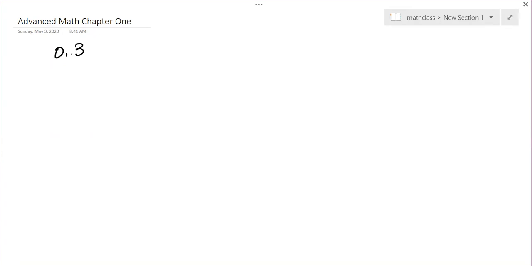Now what's this notation? If you put a bar there, it means 0.3333. Now this is a rational number because the digits are repeated. This can be converted to a fraction, which is going to be 3/9. Always put a 9 there if it's only repeated one digit.